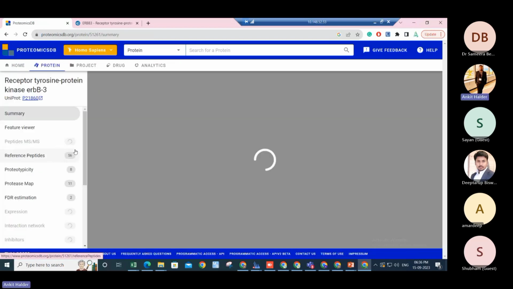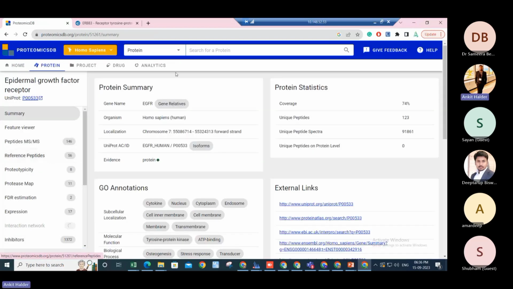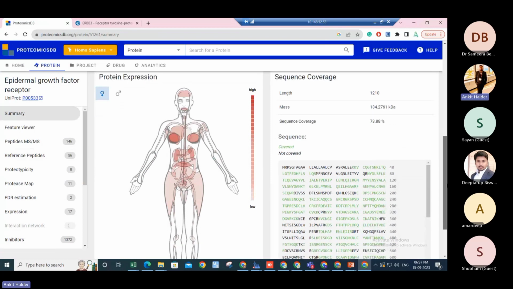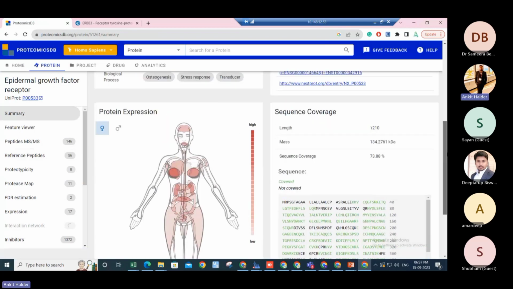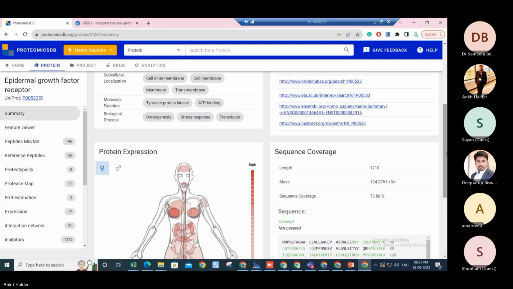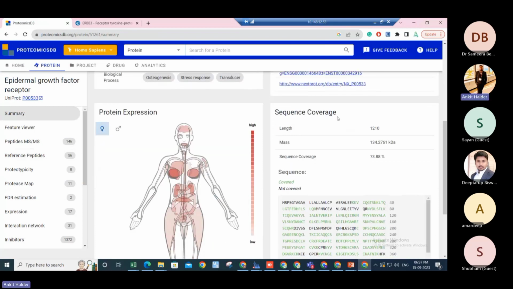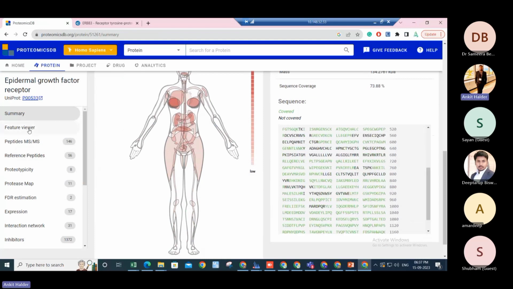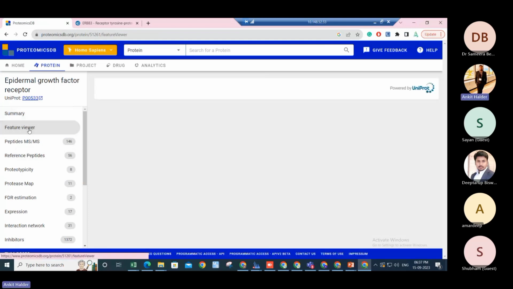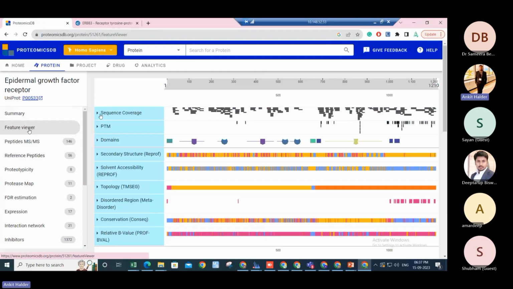So here we will look into it. EGFR, or epidermal growth factor receptor, is one kind of protein that generally remains highly enriched in different regions, as well as in different cancers, brain tumor especially. So here you can see the sequence coverage, which is covered and which is not covered. You can go one by one and try to explore.